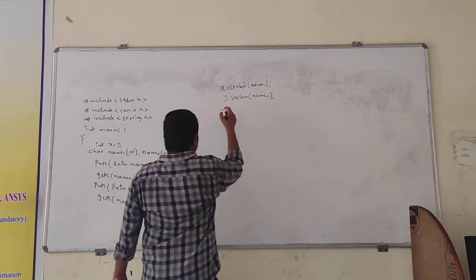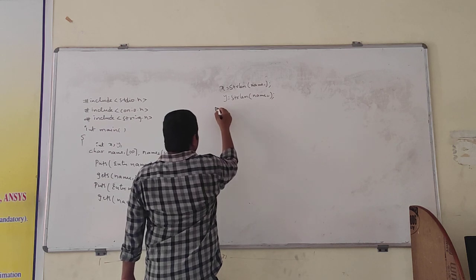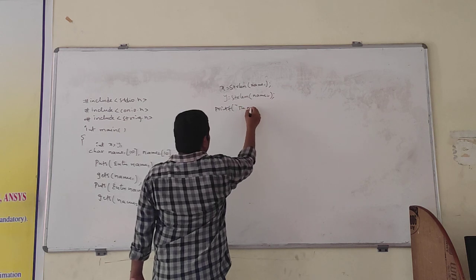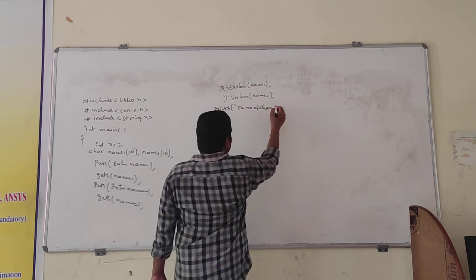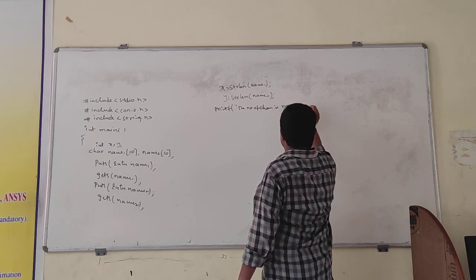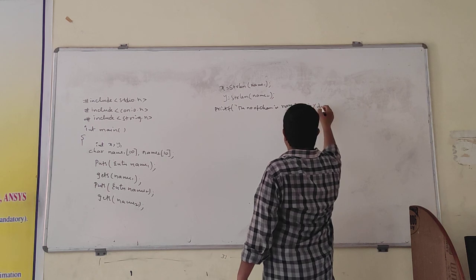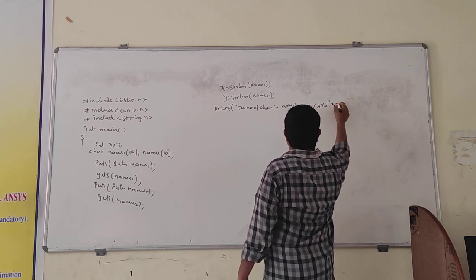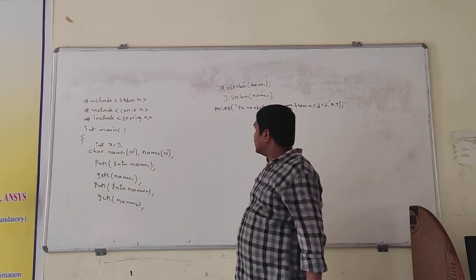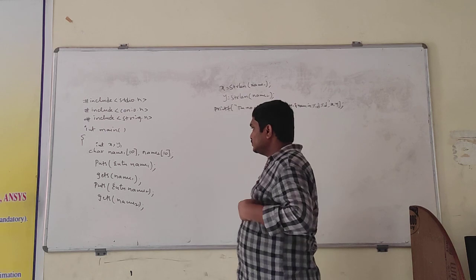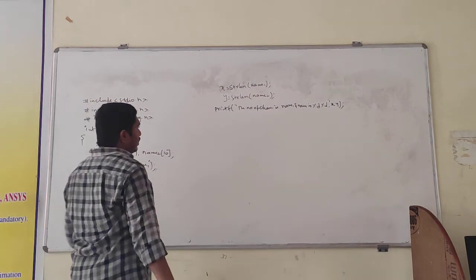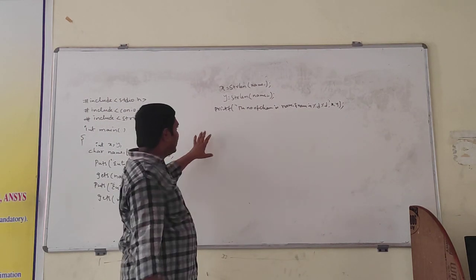I am printing those values. printf("The number of characters in name1 and name2 is %d, %d", x, y). I printed those values. Okay. Next, here also we use the double quotes. printf. Next, string length is over.